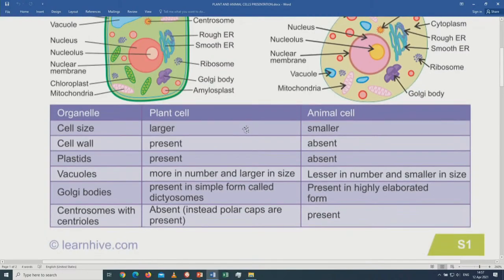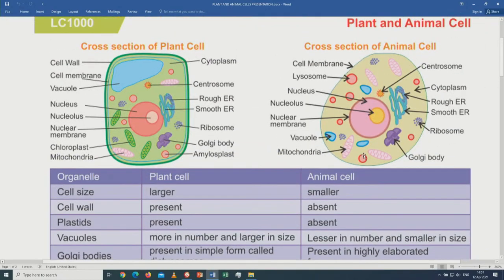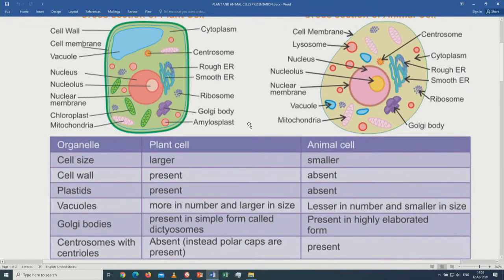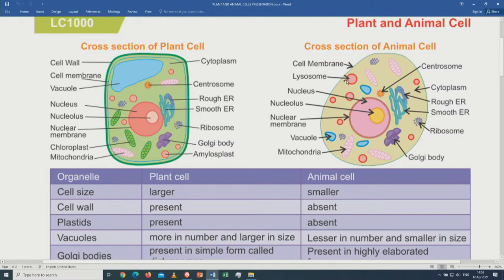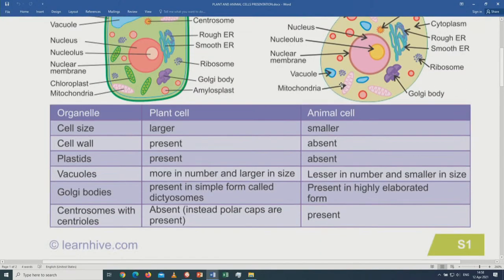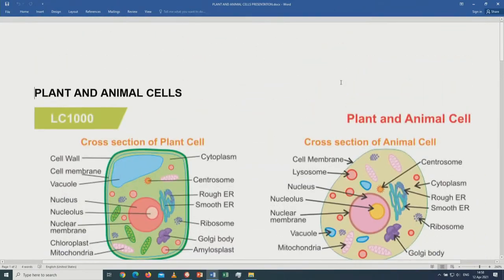Coming to the differences between a plant cell and an animal cell. Plant cell is larger, animal cell is smaller. Cell wall is present, cell wall is absent. Plastids, like the chloroplast, are present. Here, they are absent. Coming to similarities, there is a cytoplasm. We also get the cytoplasm here. Mitochondria, we get mitochondria. Endoplasmic reticulum, we also get the endoplasmic reticulum here. And then I said cell membrane, cell membrane, cytoplasm, cytoplasm. I don't think that I have left anything. So we are done with plant and animal cells.